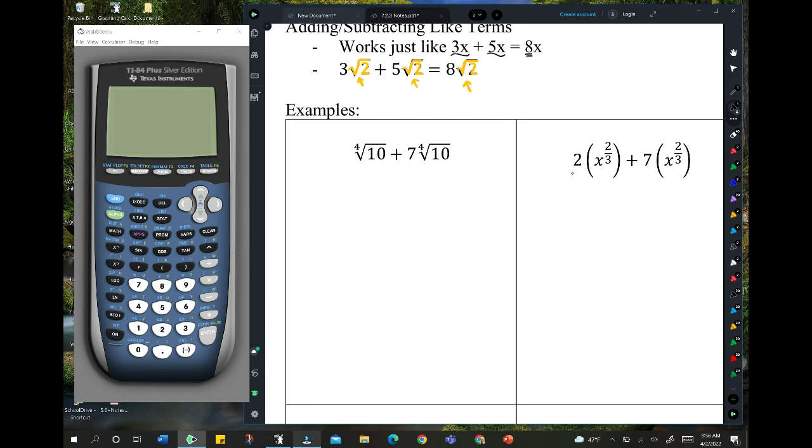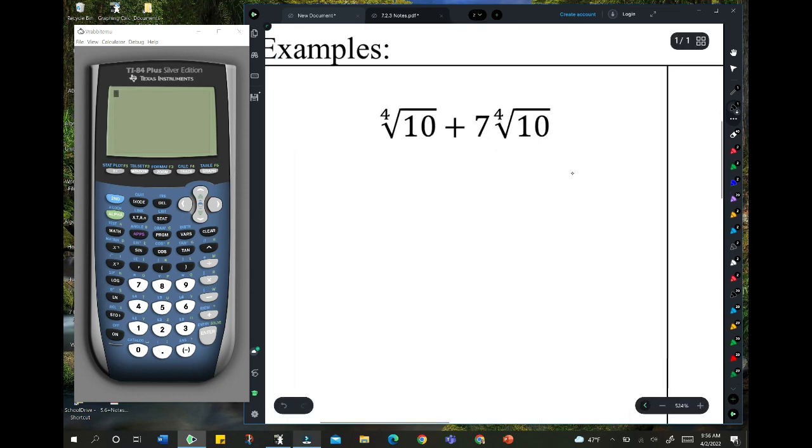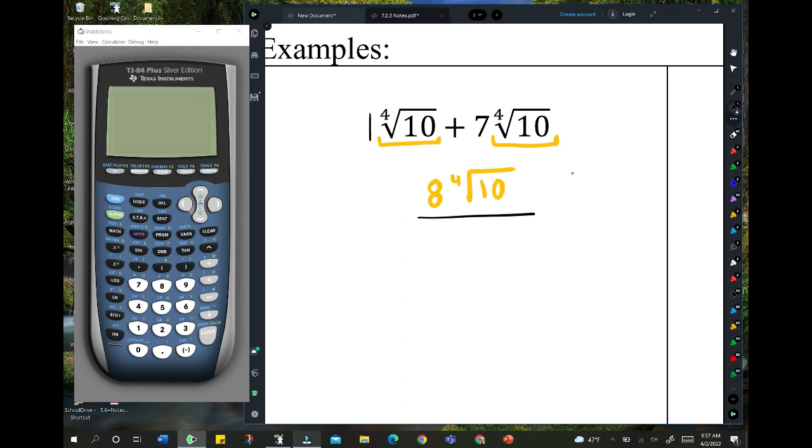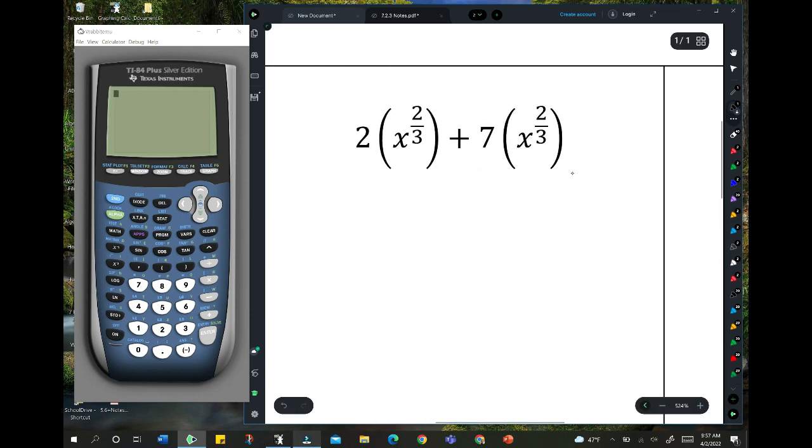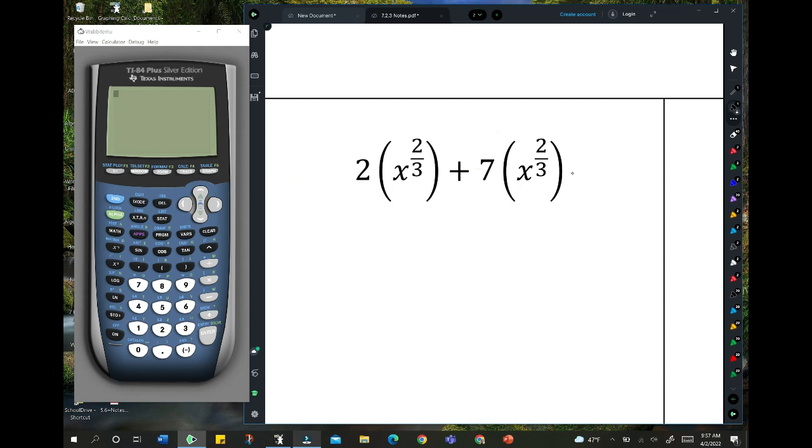So for our first example, it's pretty easy. We have the fourth root of 10 and the seventh fourth root of 10. So really this is like one of them plus another one. Again, if these are exactly the same, then you can just add them together and make 8 fourth roots of 10. That's it. That's the answer. Boom. Done. Okay? So it has to be exactly the same.